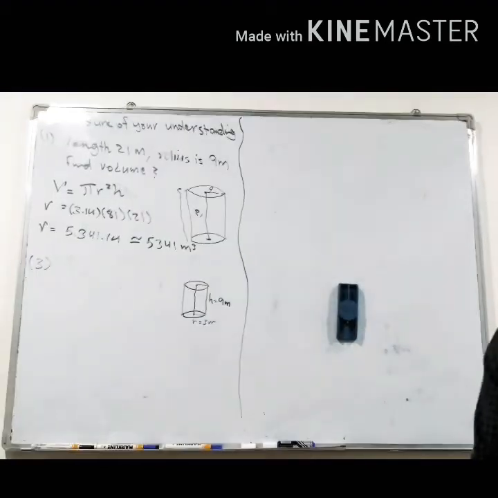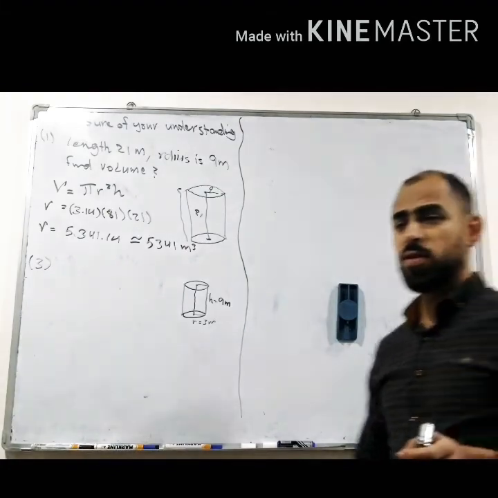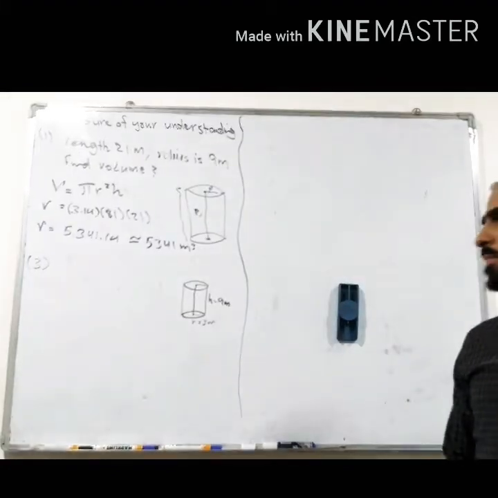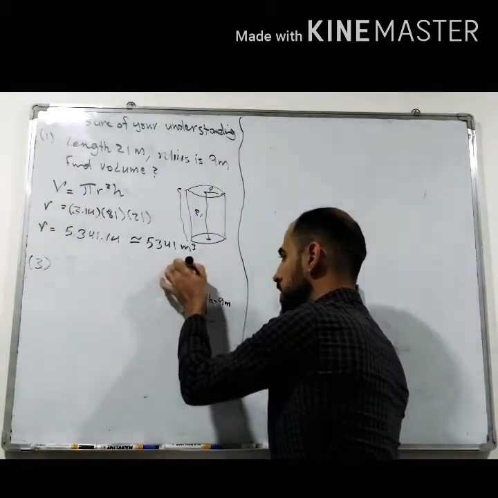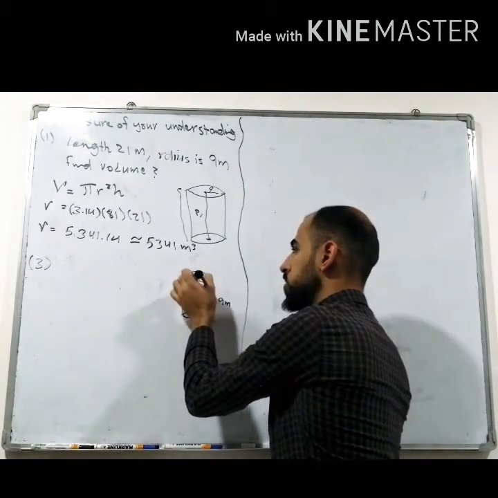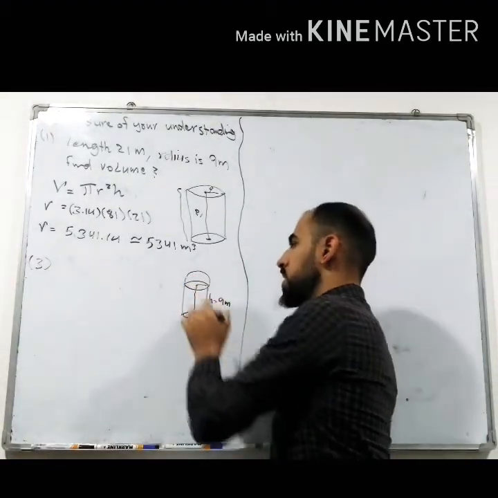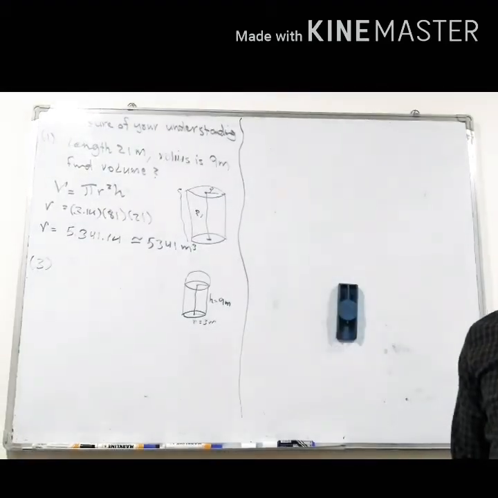Topped by a hemisphere. A hemisphere means half of a sphere. So the radius of the hemisphere is also 3, which is the same as the radius of the cylinder.